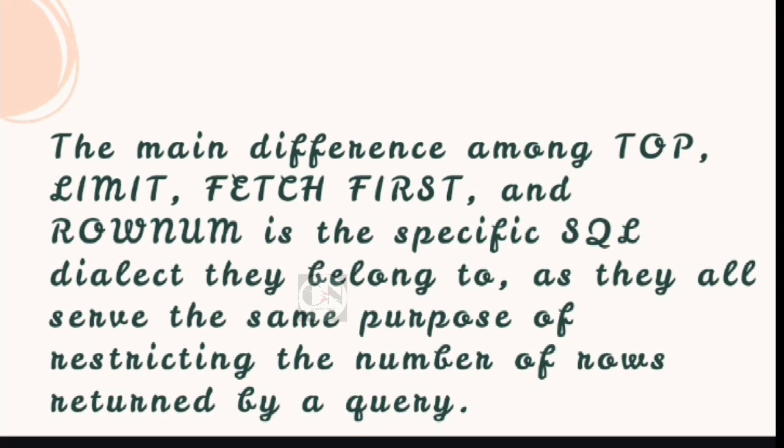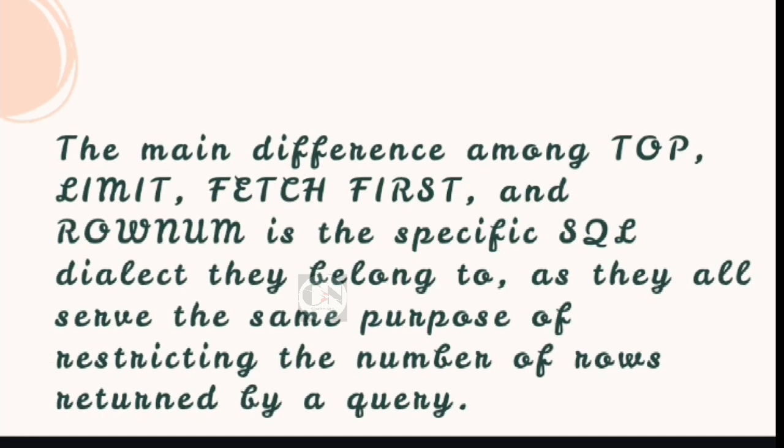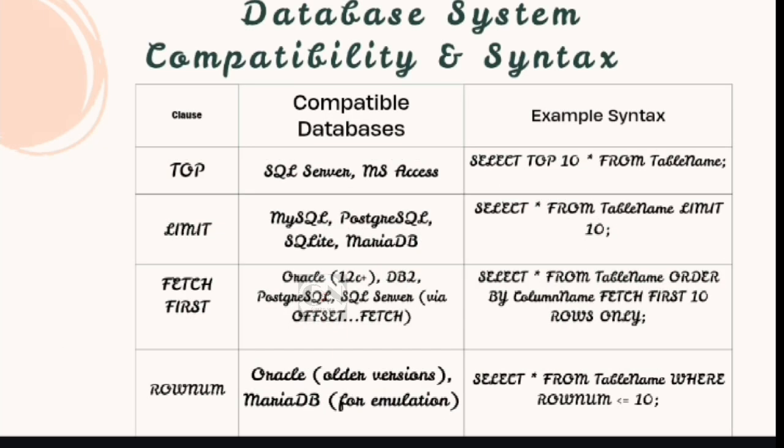The main difference among top, limit, fetch first and ROWNUM is the specific SQL dialect they belong to, as they all serve the same purpose of restricting the number of rows returned by a query. You can see the different clause, their compatible database systems and syntaxes.